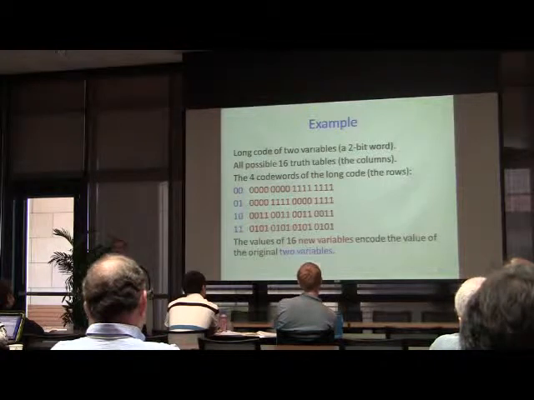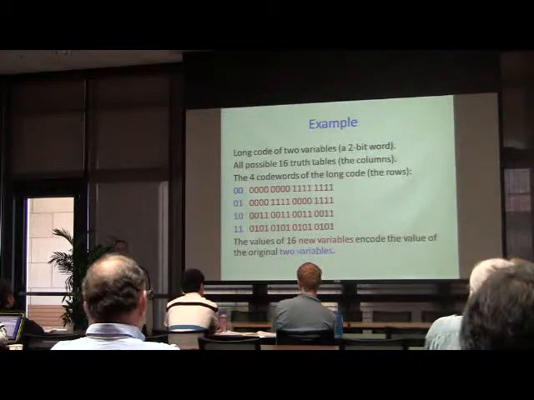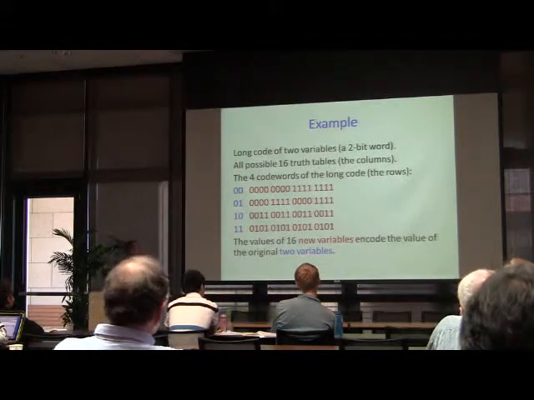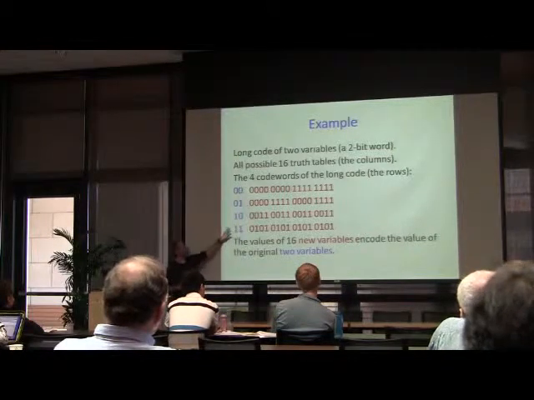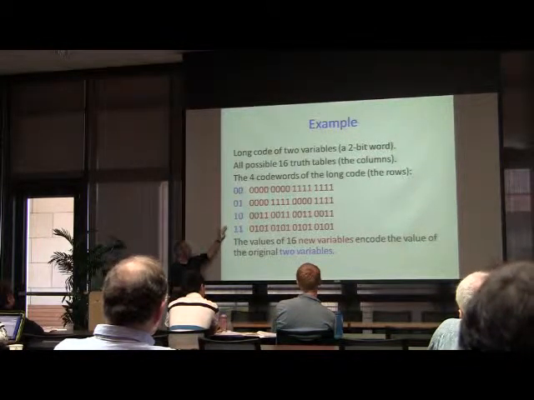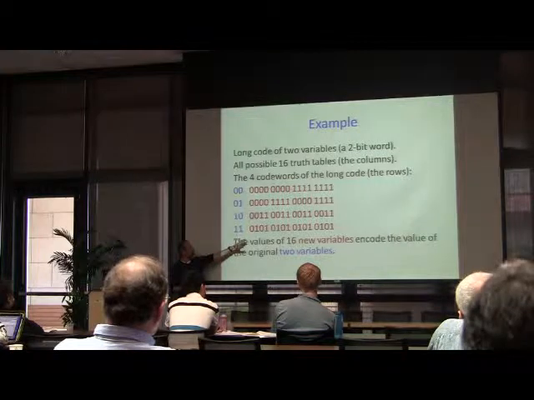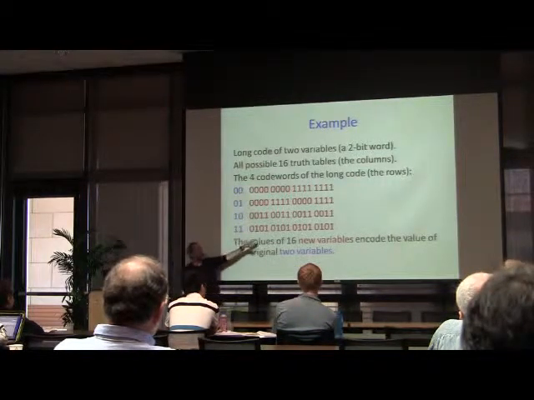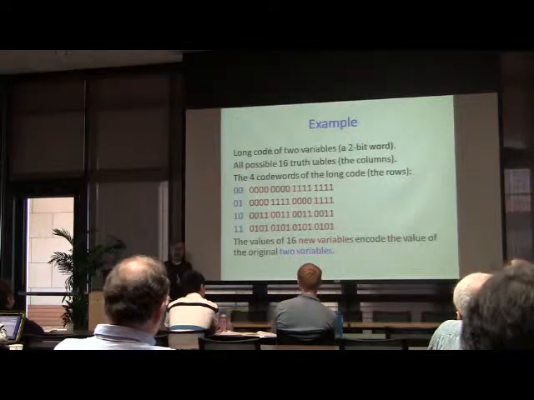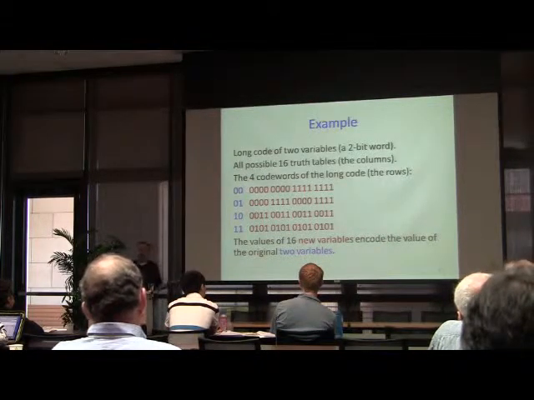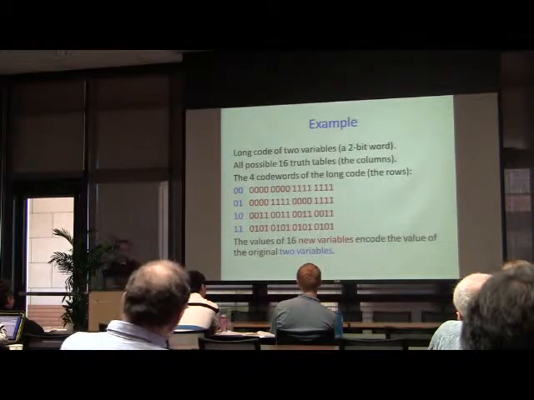So we have 16 new variables that are encoding the original 2 variables. The value of the original 2 variables could be arbitrary. Any setting of the 2 variables is okay. For the 16 new variables, there are only 4 possible settings for them which form legal code words, and all others are illegal code words.